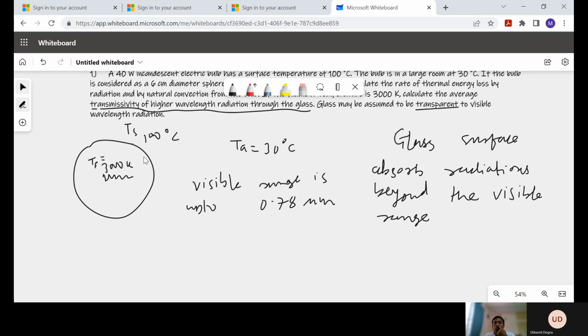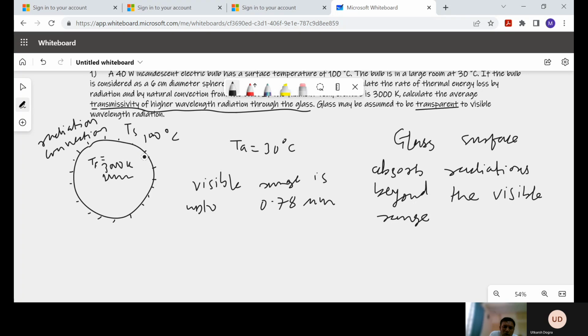Both the things are going to take place. So if I only consider this bulb surface here, it is going to radiate. So both the phenomena are going to be there, isn't it? If I look at this, this will have radiation as well as convection, isn't it? So both we have to account. So let us first account the radiation.